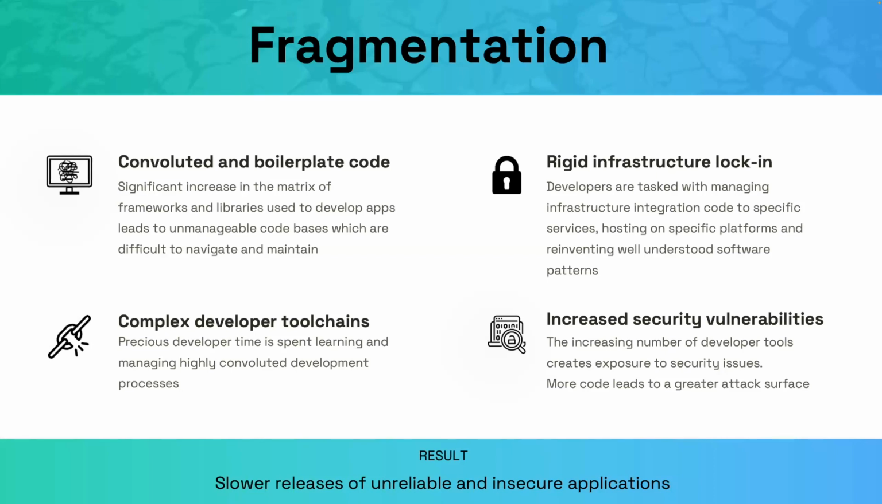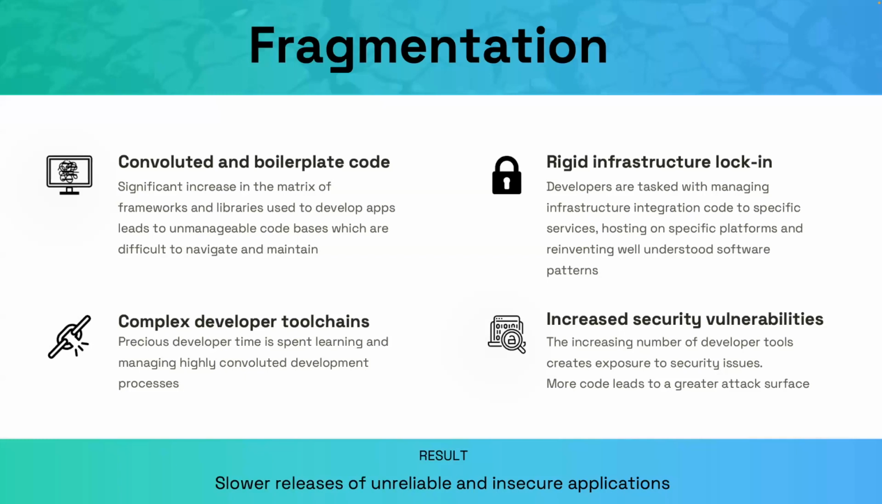And last but not least, an increased amount of security vulnerabilities. Specifically, the more tools you're using within your software tool chain gives you a greater surface area for potential attack, and more code as well, which leads to a greater attack surface area. All of this results in a slower amount of releases and unreliable and potentially insecure applications, really at its core.